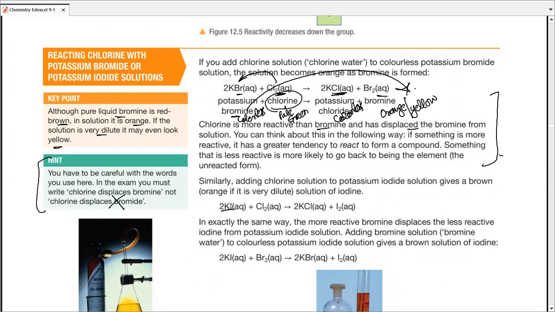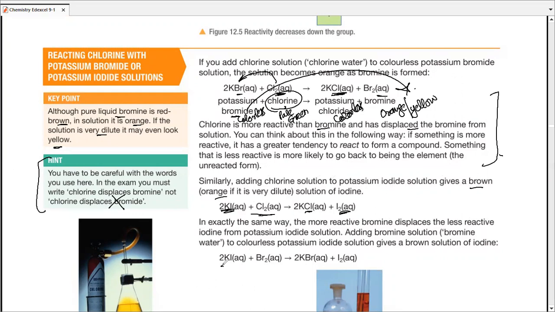Similarly, if potassium iodide is reacted with chlorine, since chlorine is more reactive than iodine, it can displace it, form a compound, potassium chloride, and push iodine apart in the elemental form. Again, a brown or an orange, or maybe if it's very dilute, a yellow solution would form. To give you the idea, from colorless to yellow, the reaction has occurred and there has been a change.